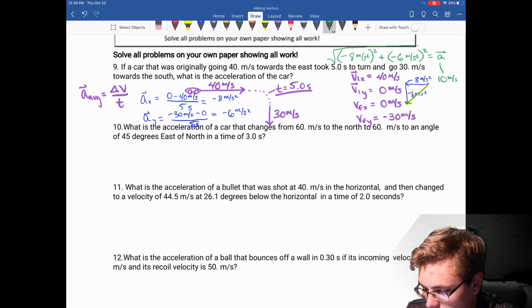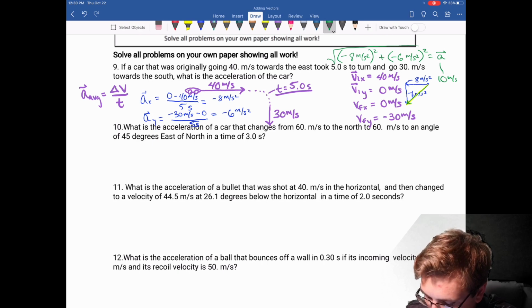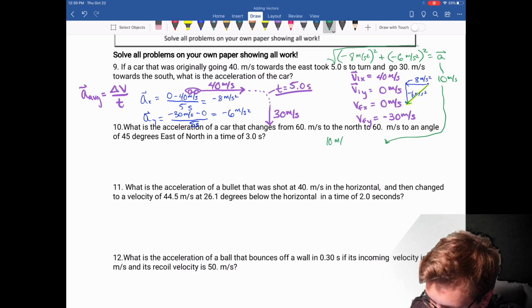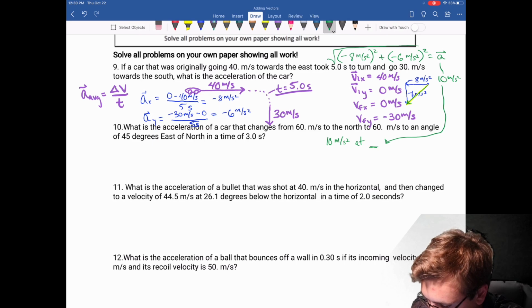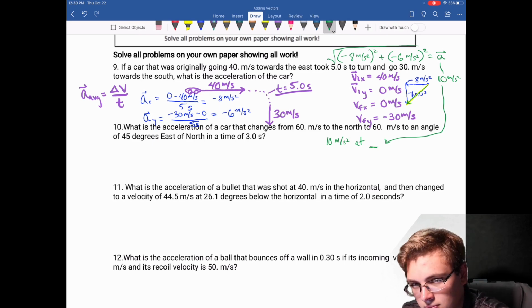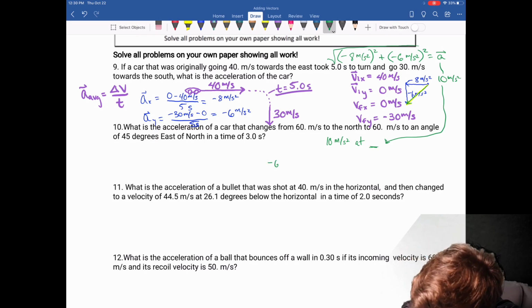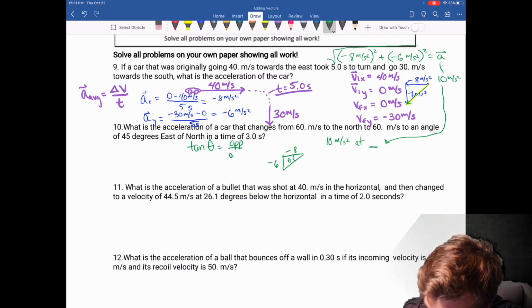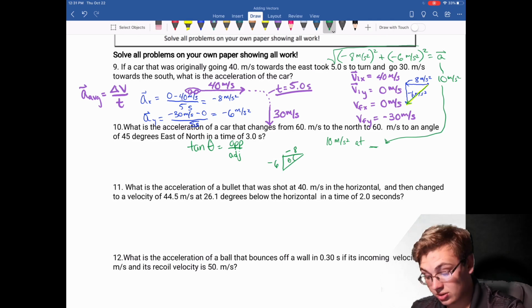Now what's our direction? For our direction, I'm going to come down here. So right now we have 10 meters per second squared at so-and-so degrees. How do we find our degrees? We have negative 6, we have a negative 8. We're looking for this theta. We know tangent of theta equals opposite over adjacent. So we can use that.